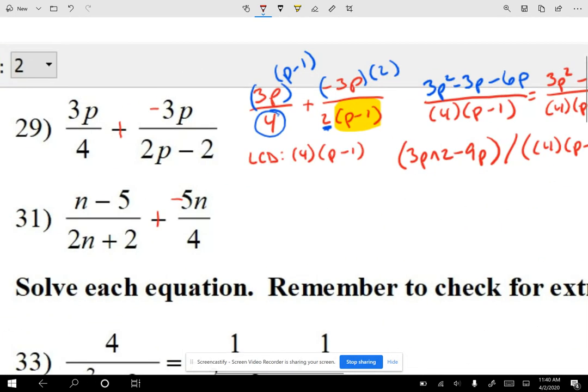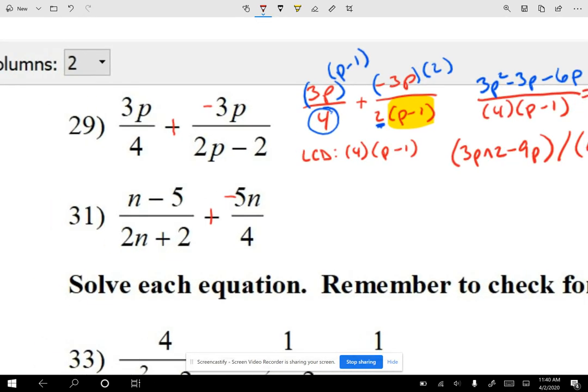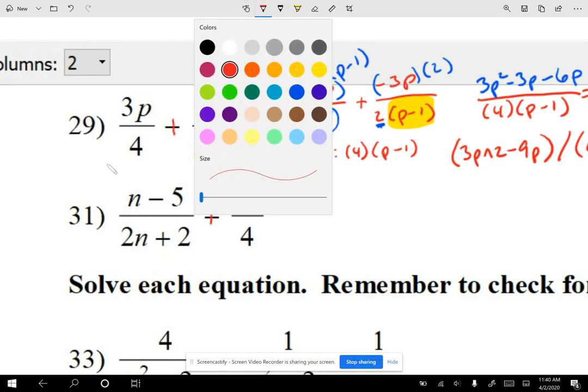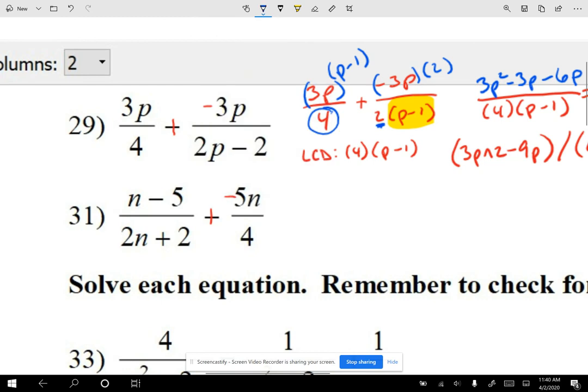Let's take a look at question number 31. I see if I can factor anything. Looking at the first fraction, I can factor a 2. So I have a 2n plus 1. Once again, I factor numbers because when I'm thinking of LCD, I'm going to be comparing numbers only.